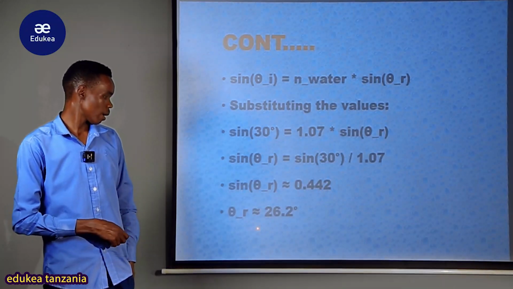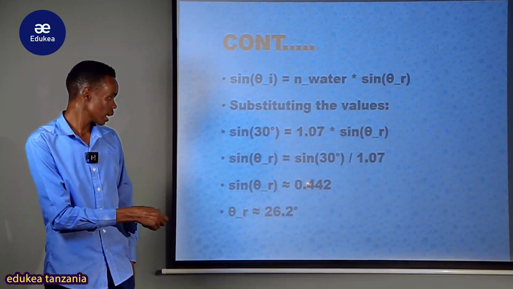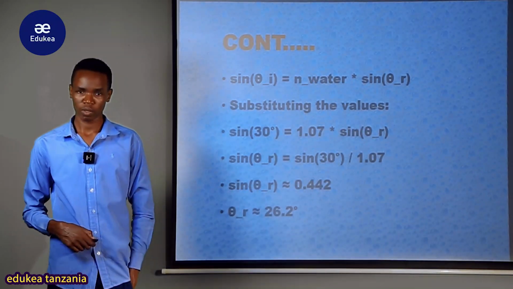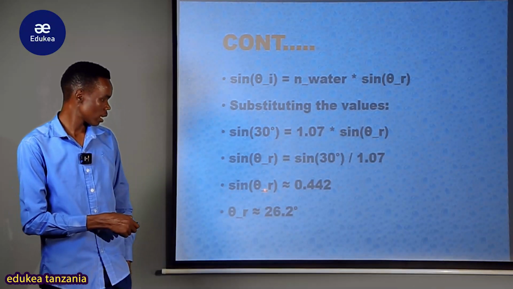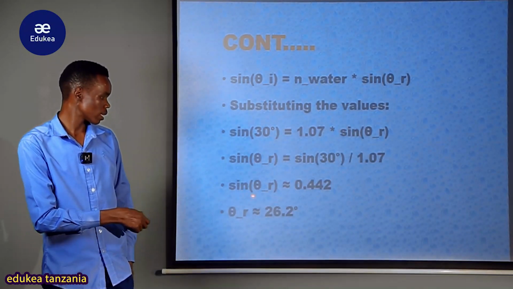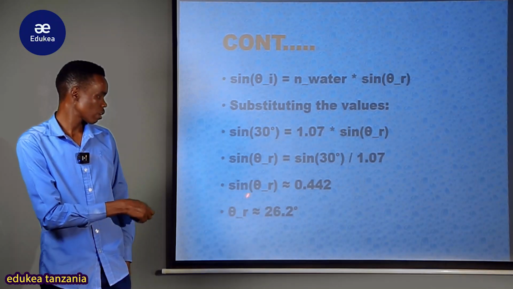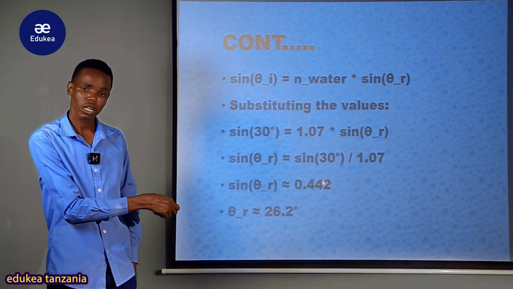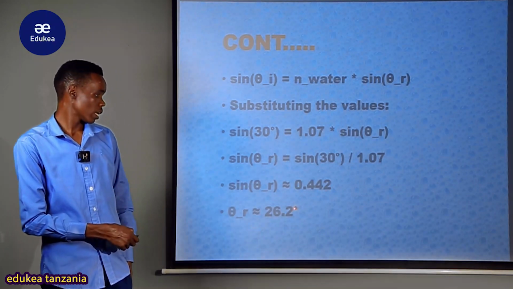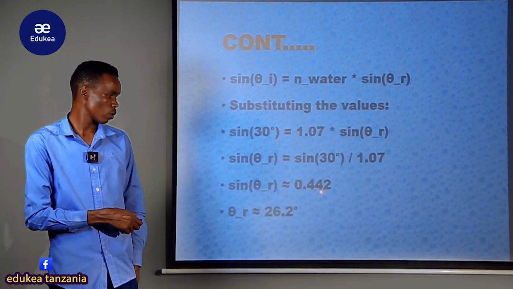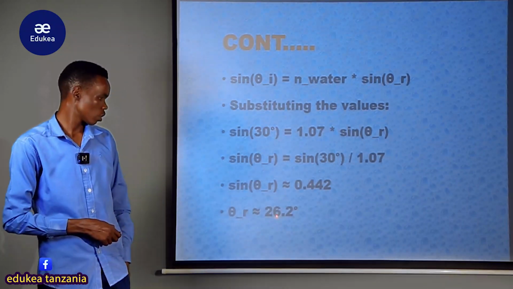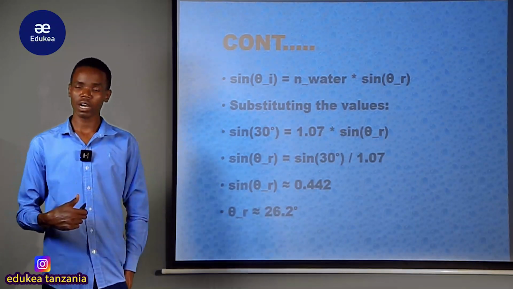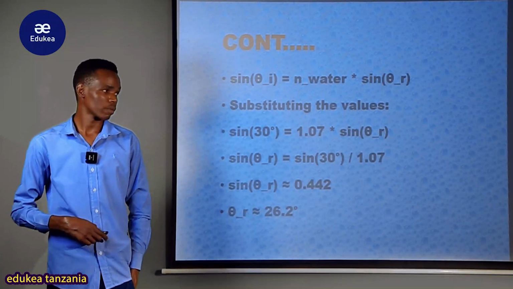0.442. After getting this value, you can apply the sine inverse on both sides. If you take your calculator and apply the sine inverse on both sides, the sine on the left side will be cancelled out, and the sine inverse will remain on the right side. Then you read the sine inverse of 0.442 and you will get 26.2 degrees, which is the angle of refraction.